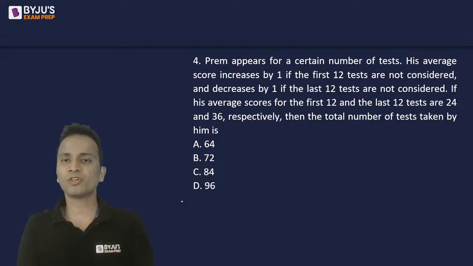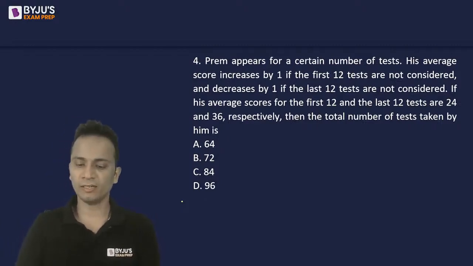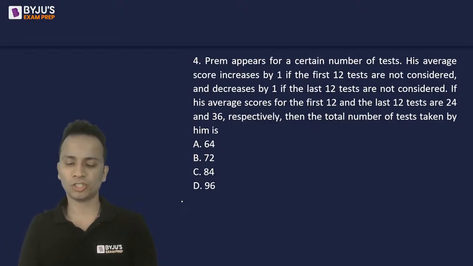A frame appears for a certain number of tests. His average score increases by 1 if the first 12 tests are not considered, and decreases by 1 if the last 12 tests are not considered. If his average scores for the first 12 and the last 12 are 24 and 36 respectively, then the total number of tests that he has taken is equal to how much?